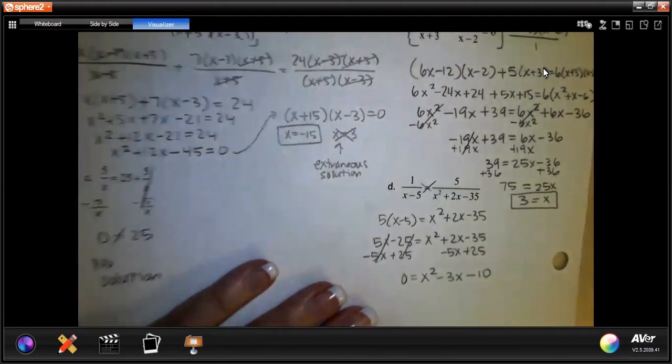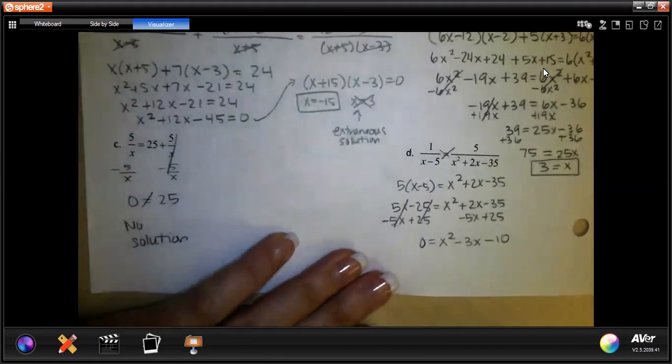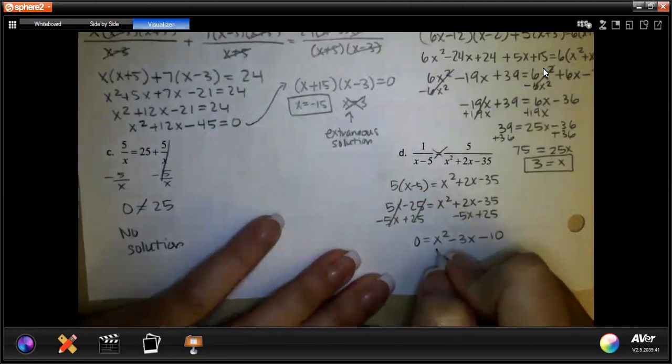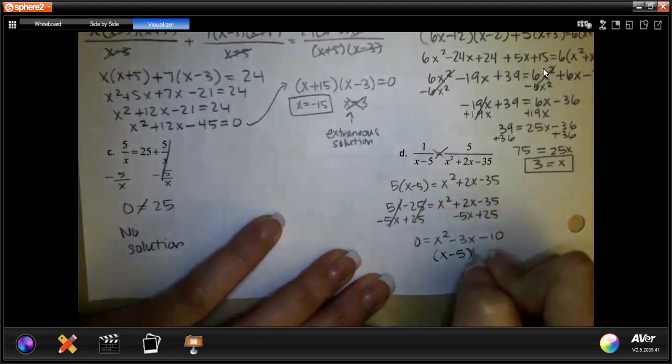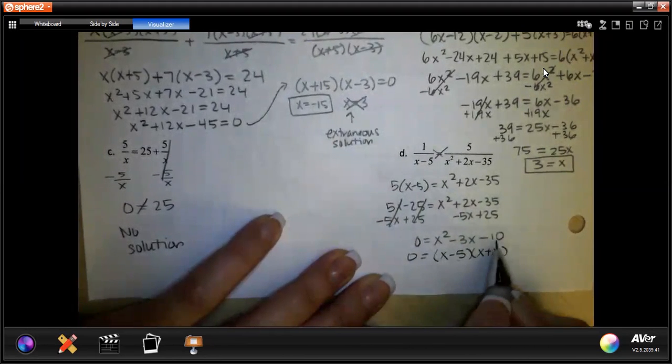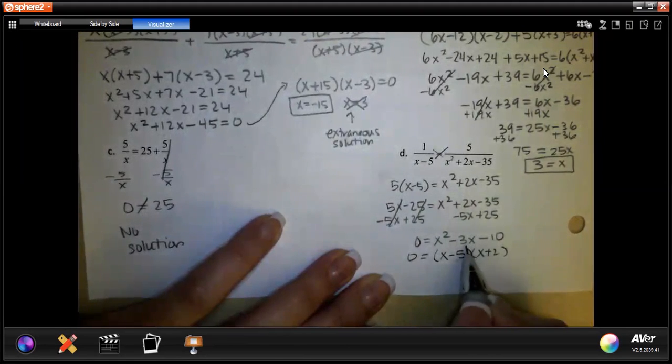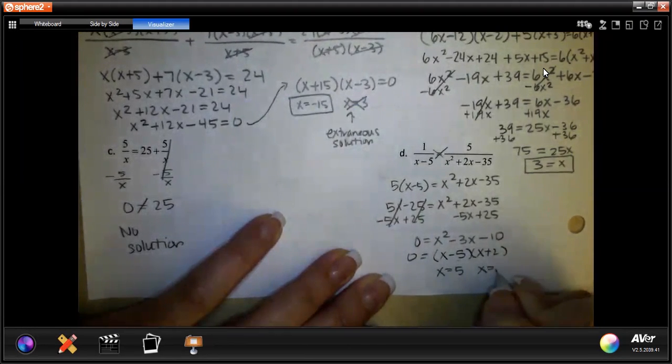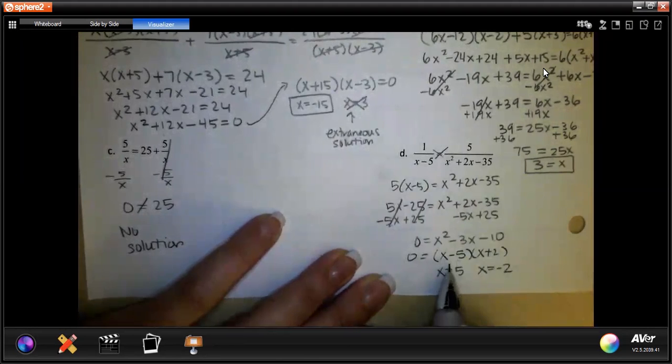It's a quadratic, so factoring, lots of factoring in the rational unit. Hopefully you're getting really good at it. That would be x minus 5 times x plus 2, because negative 5 and positive 2 multiply to be negative 10, and negative 5 plus 2 gives us that negative 3. And so the two possible solutions are 5 and negative 2, because that's what makes each one of these 0. 5 minus 5 and negative 2 plus 2.